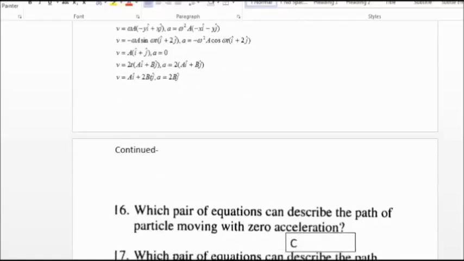Which pair of equations can describe the path of a particle moving with zero acceleration? So we have to find out the second differential, whichever is having zero, that pair of equations describes the path of a particle moving with zero acceleration.